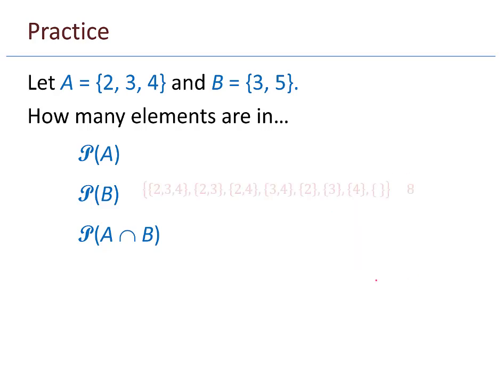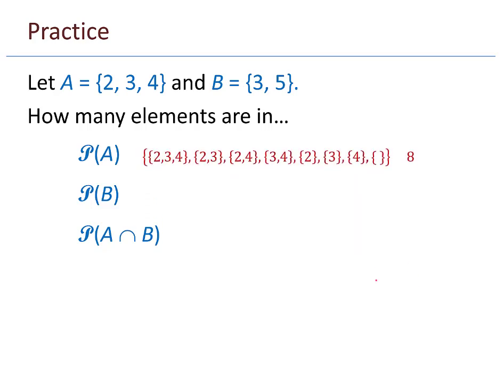Let's see. So this is the full set that's the power set of A, and there are 8 elements in that set. I mean, each element is a subset. This is the power set of B. There are 4 elements in there. And there's the power set of A intersect B, and that contains only 2 elements.